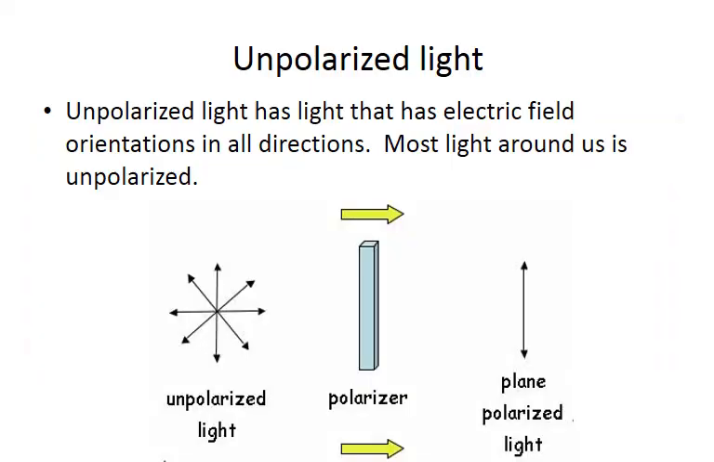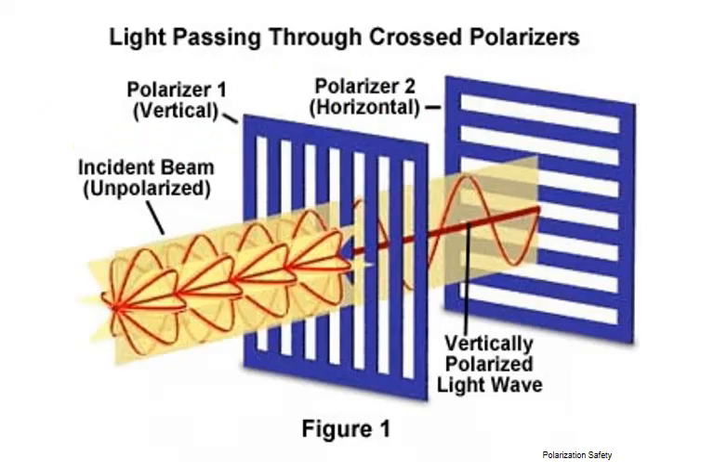So unpolarized light has electric field orientations in all directions, and most of the light around us is unpolarized. You have electric fields and magnetic fields rotated in all sorts of directions. And so if you have unpolarized light and it passes through a polarizer, it becomes plane polarized. It eliminates some of that light, and only what remains along that plane survives. If you look at this picture with unpolarized light, it passes through a vertical polarizer, and then it becomes plane polarized in the vertical direction. So that represents the electric field there. It cuts out the rest of those that aren't aligned with the vertical.